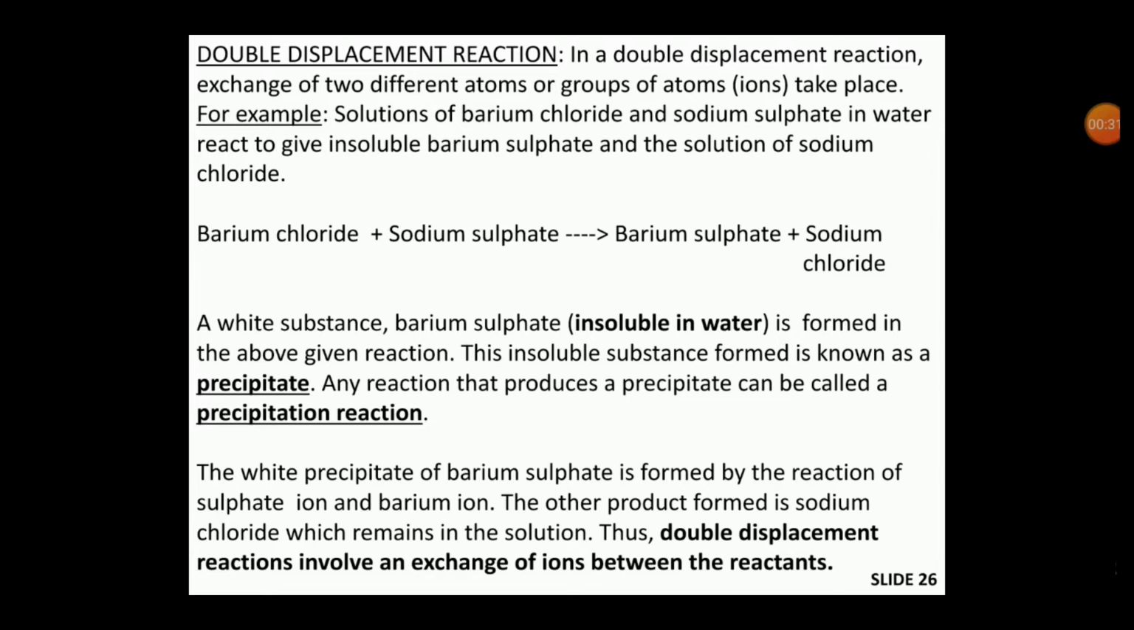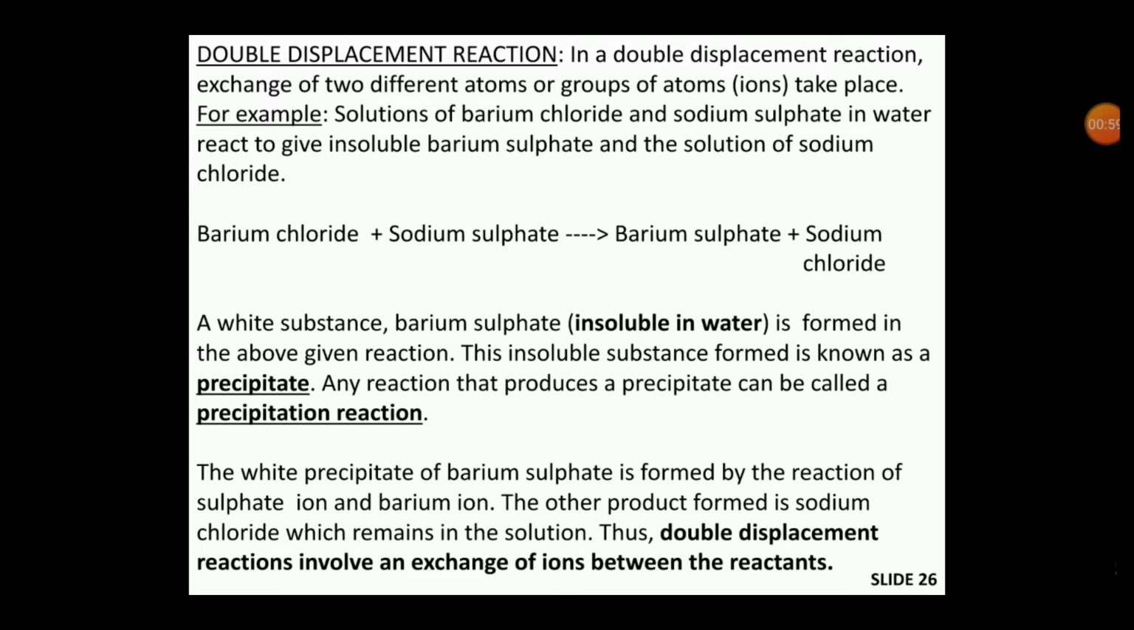The insoluble substance formed is known as a precipitate. Any reaction that produces a precipitate can be called a precipitation reaction. The white precipitate of barium sulfate is formed by the reaction of sulfate ion and barium ion. The other product formed is sodium chloride, which remains in the solution. Thus, double displacement reactions involve an exchange of ions between the reactants.